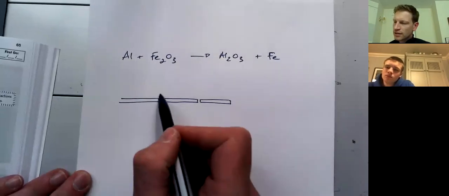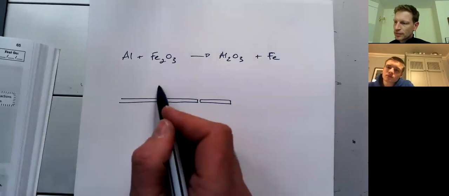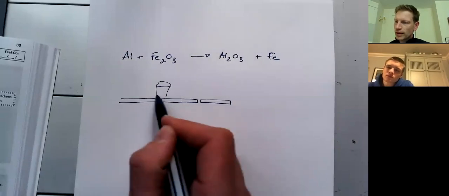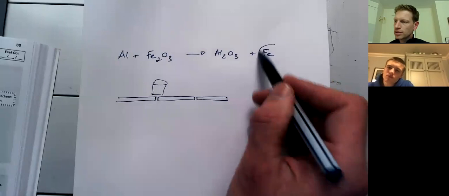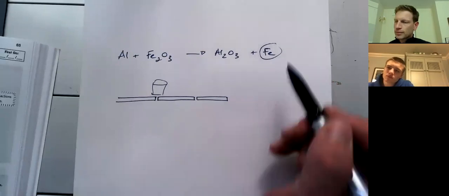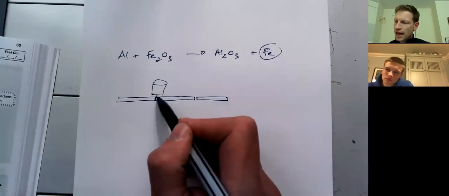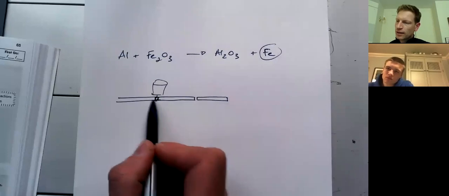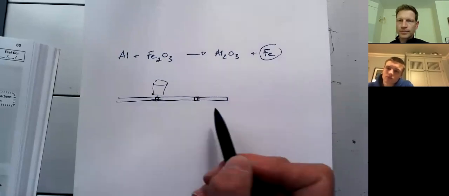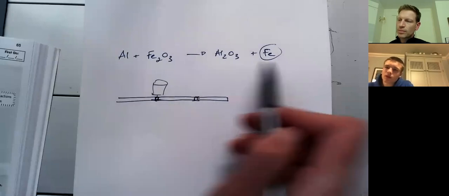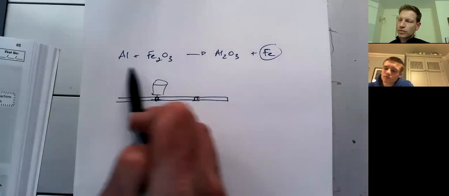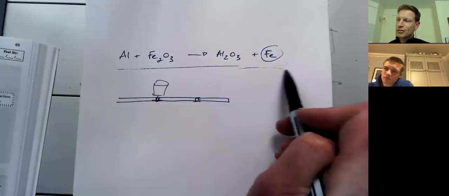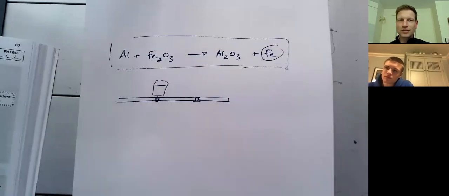So what they can do is do this reaction in a huge bucket above it, and it produces molten iron. And then the iron just falls into the gap. They can cool it, shape it, and then you get a continuous rail eventually. So it's a commonly used reaction in the rail industry. There you go, there's a fact for you.